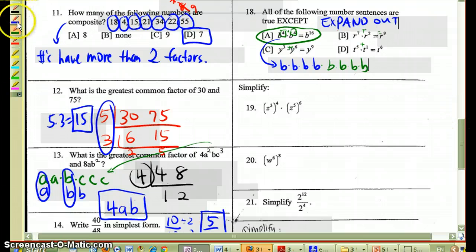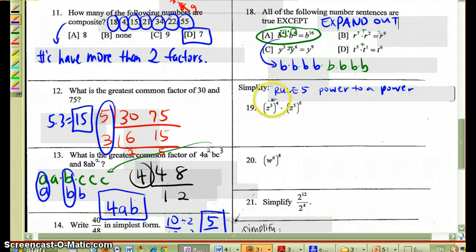Okay. Number 19. I'm going to apply in our notes what is rule number 5 here to, this is a power to a power, okay, and so I'm going to multiply here and here, so I get z to the 12th times z to the 30, okay.